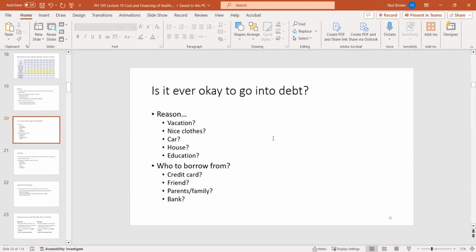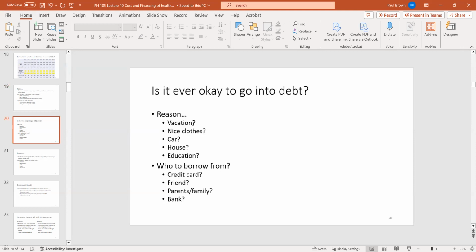Next question: is it okay to go into debt? Just in general. We're going to talk about just us, and then we're going to talk about it from a government standpoint. Is it okay for us to go into debt? Here are some reasons why you might go into debt: vacation, nice clothes, cars, house, or education.